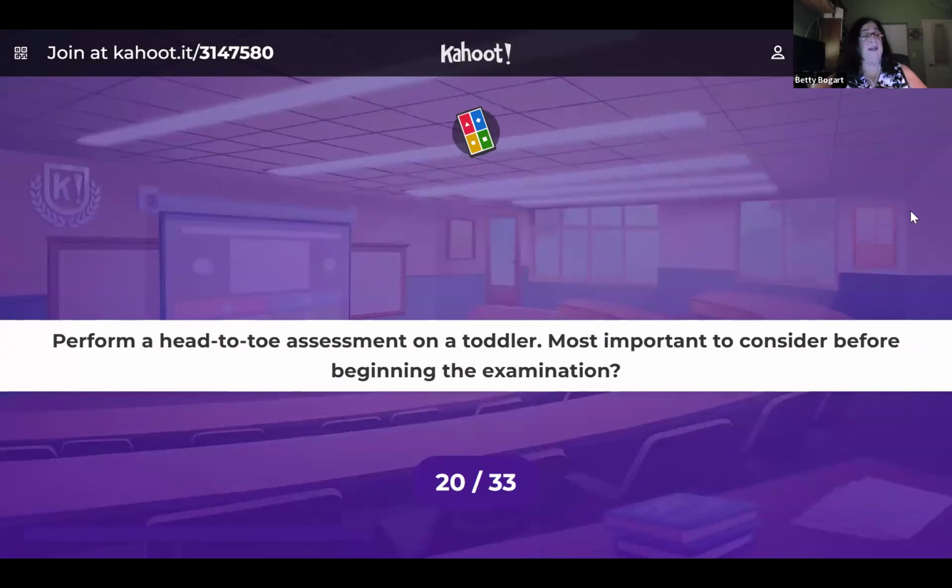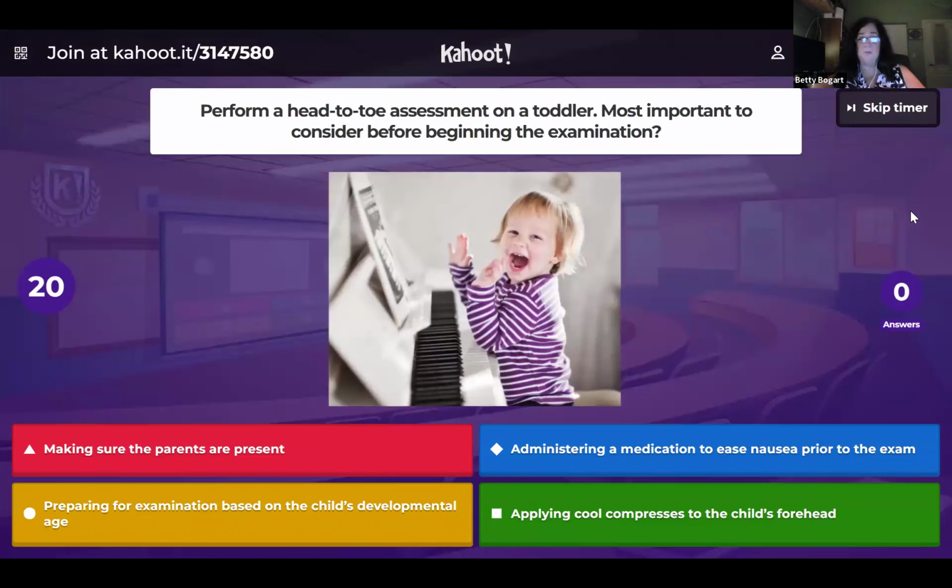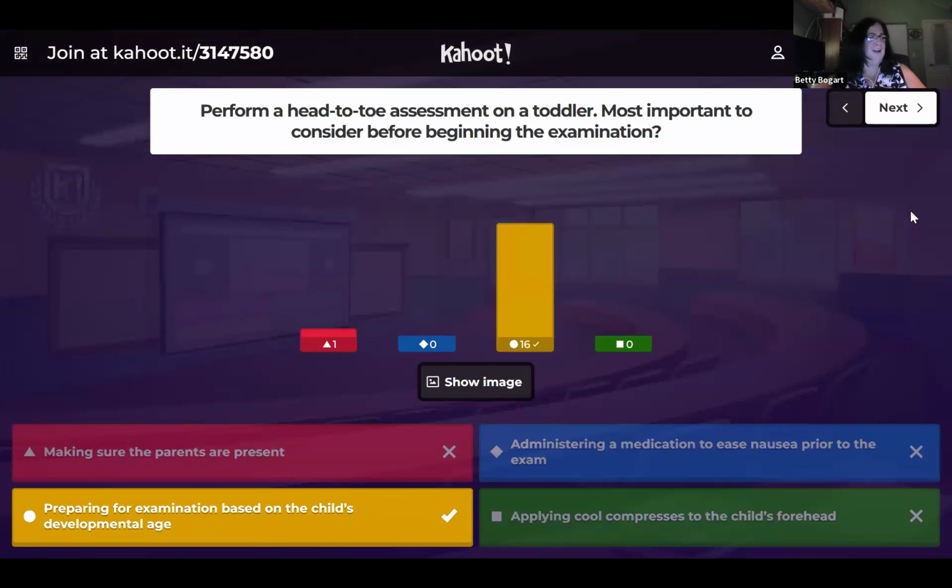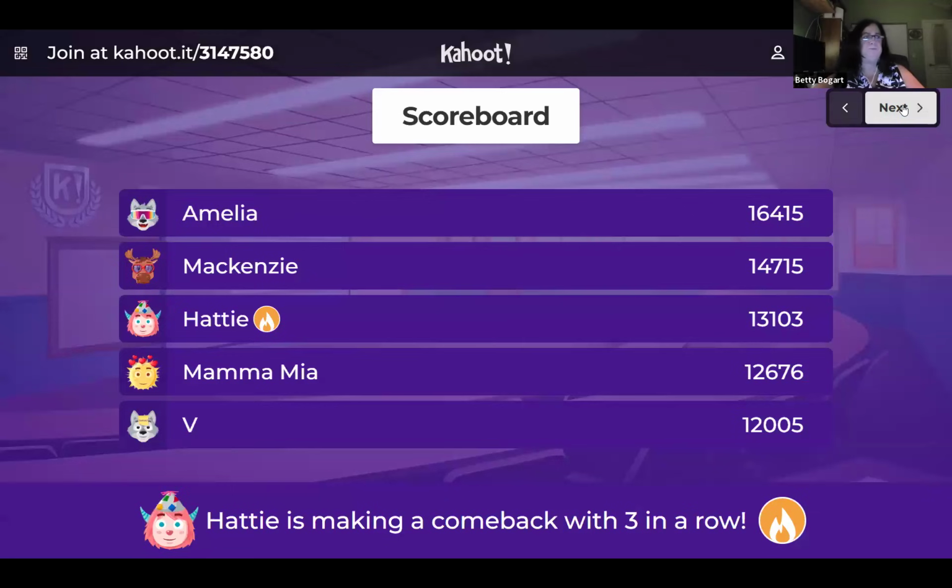Perform a head to toe assessment on a toddler. What is most important to consider before beginning that examination? I think toddlers are our most skittish of all. And I think they're the sweetest of all. But boy, are they stubborn and headstrong, right? Again, prepare based on the child's developmental level. Get below them on their developmental level. And toddlers use play because they enjoy play.